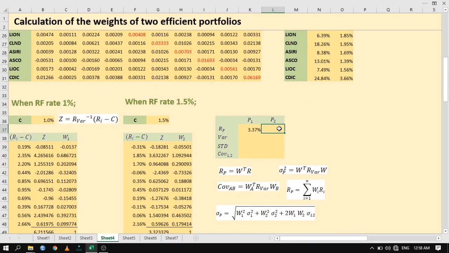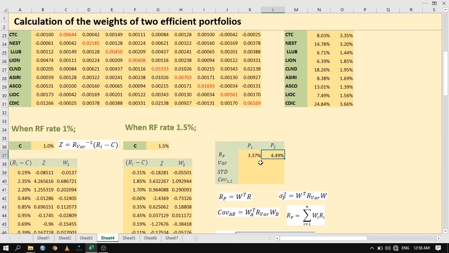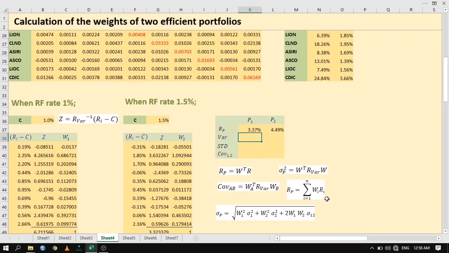Again, return of the portfolio 2 equal mmult transpose weight 2 multiplied by return. Control Shift Enter, and then to calculate the variances, this is the formula that we are going to use.